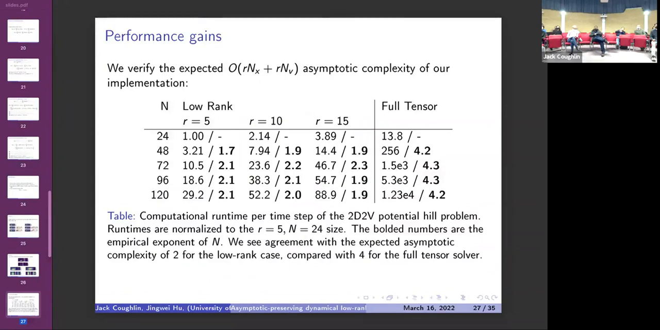So we also managed to verify the performance gains. This is kind of a big table, but the thing to pay attention to is these bolded numbers, which are the empirical exponent of n. So each one is an n by n by n by n domain. And we see that this low rank form is basically getting n squared performance, right? Or it's linear in the number of degrees of freedom in the x direction, y direction, for a fixed rank. And the rank scaling is linear in the rank, pretty much. On the other hand, this full tensor solution is seeing n to the 4th performance and much higher memory usage.